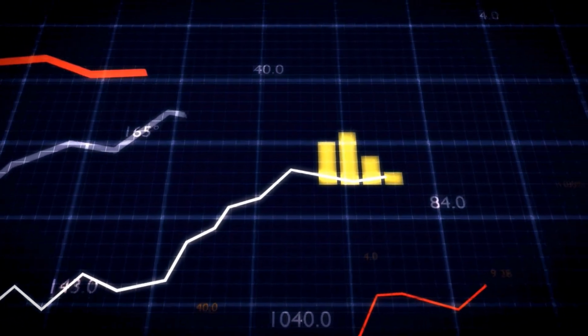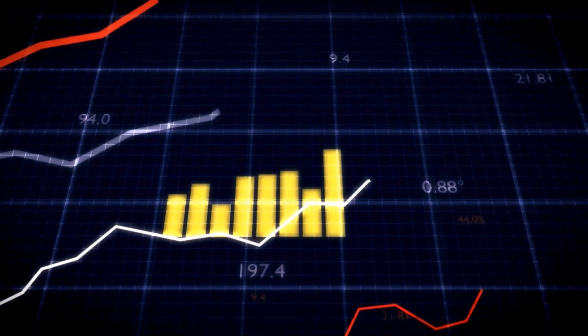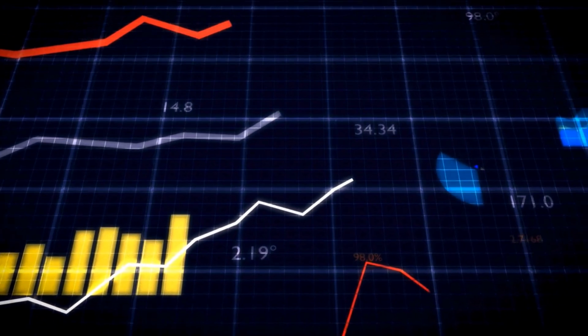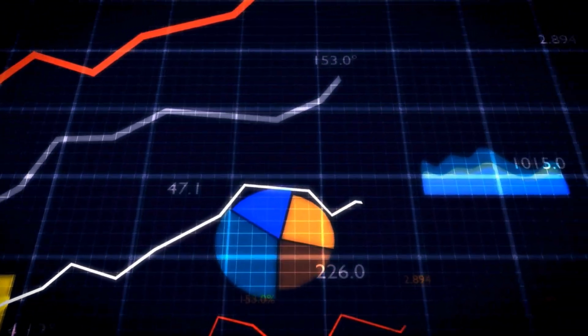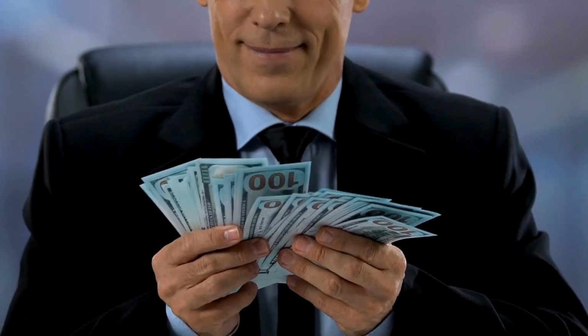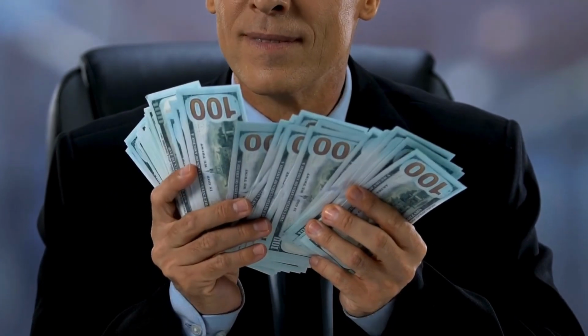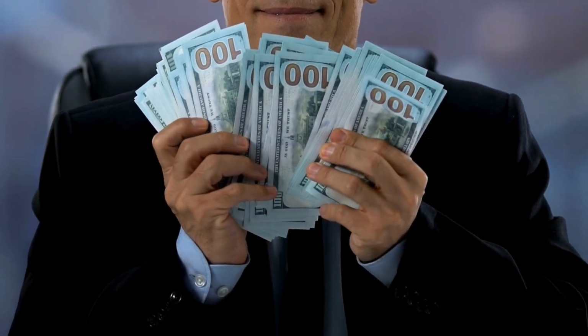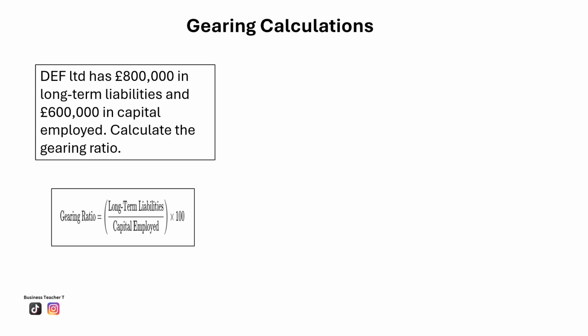And finally, increasing profits. By increasing profits, the company can boost its equity, retained earnings, without needing to raise new capital. This helps improve the gearing ratio over time by increasing the proportion of equity relative to debt. Let's take a look at some gearing calculations.